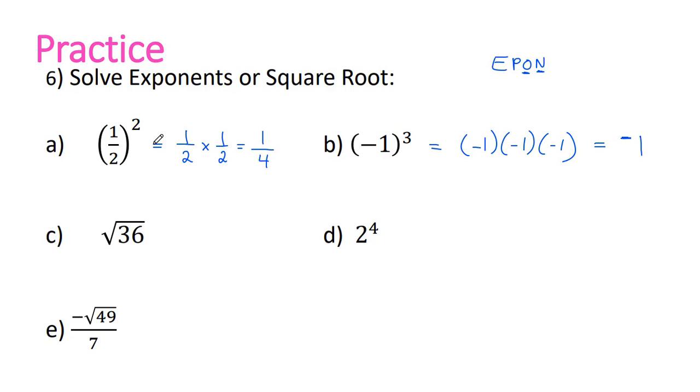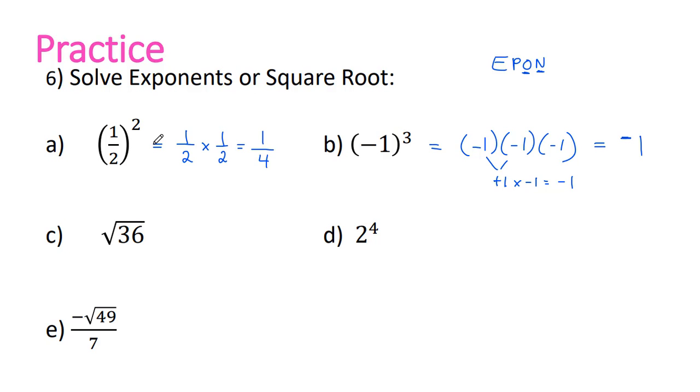Alternatively, you can work it out step by step. Negative 1 times negative 1 results in a positive 1. Times negative 1 will give you that same answer. It's possible for small exponents like this to do it that way, but when we get to larger exponents, EPON really is very helpful.